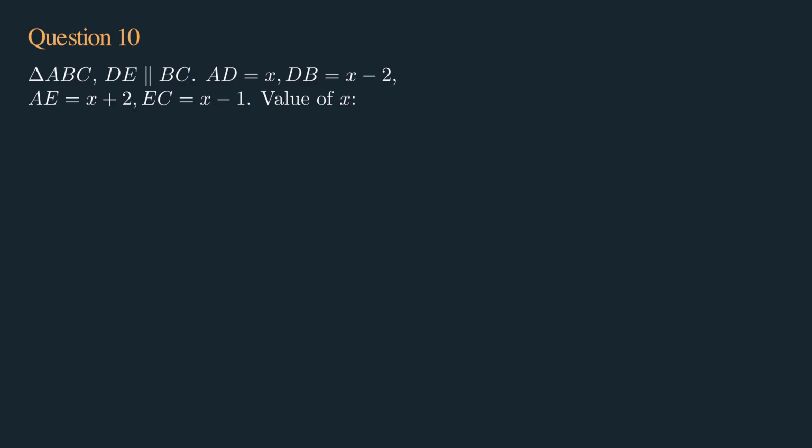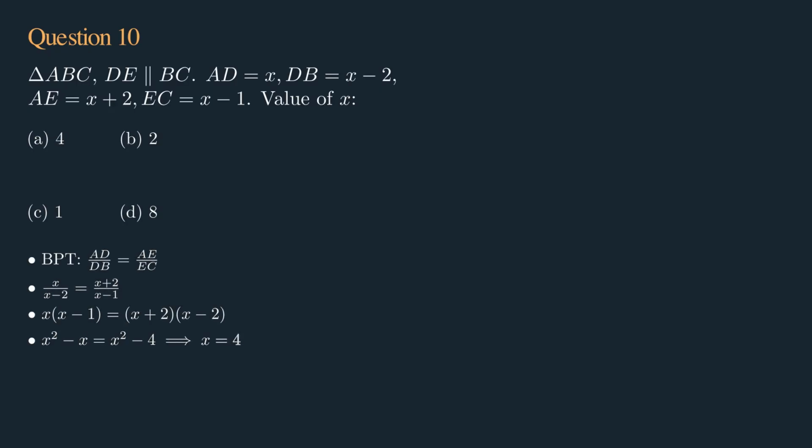Question 10. In triangle ABC, DE is parallel to BC. Given the segment lengths in terms of x, find the value of x. Here are the options. By the basic proportionality theorem, AD over DB equals AE over EC. Substituting the expressions, we get x over x minus 2 equals x plus 2 over x minus 1. Cross multiplying and simplifying, we find x equals 4. The correct option is A, 4.